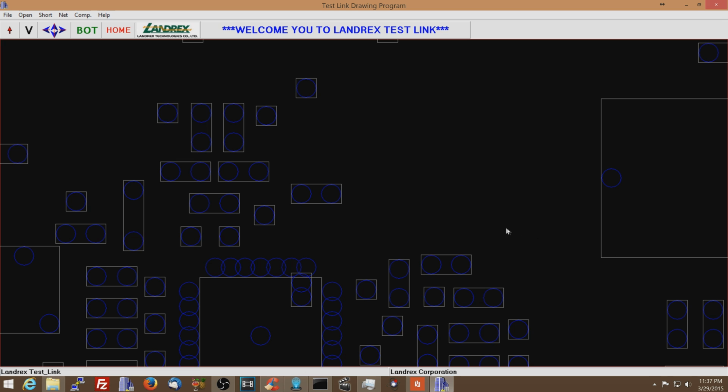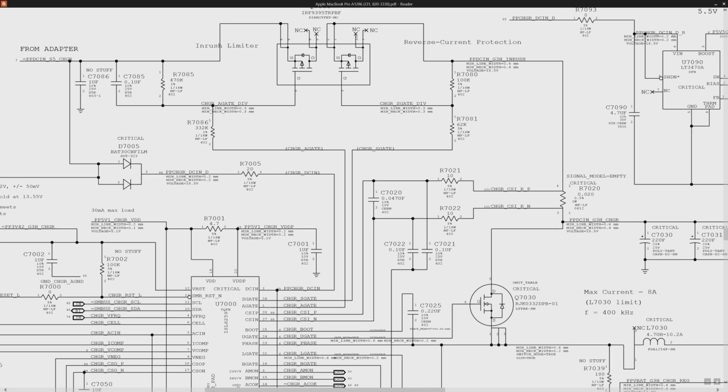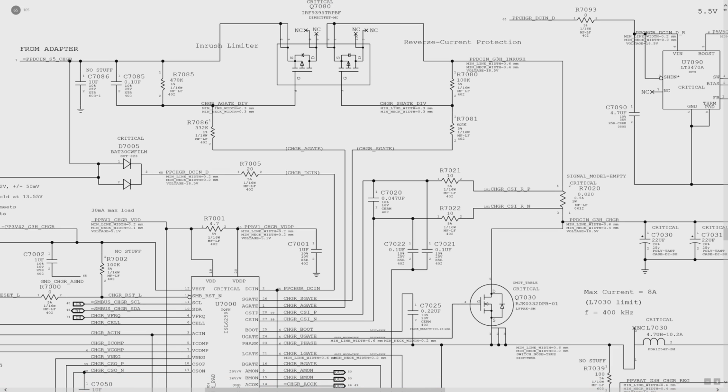Now let's look at this on the board view for a moment here. So you can see that you have R7022 over here and R7021 over here. Those are the same as R7022 here, the bottom current sensing resistor, and R7021 over here, the top current sensing resistor that come from this main current sensing resistor.